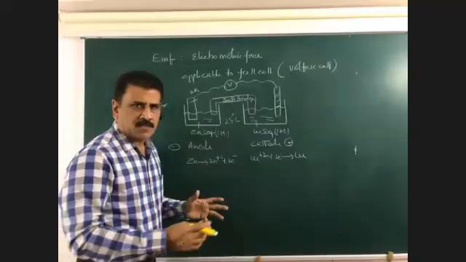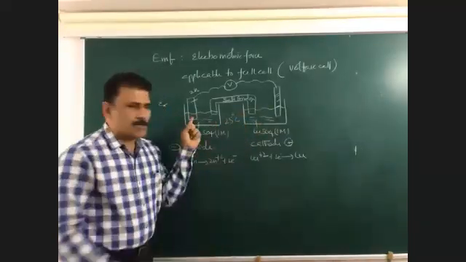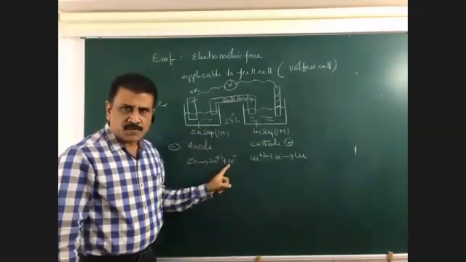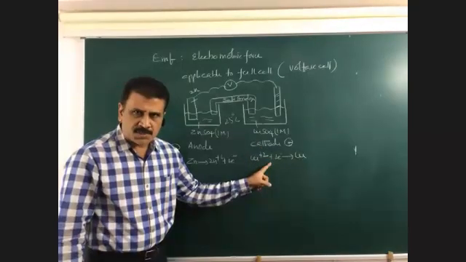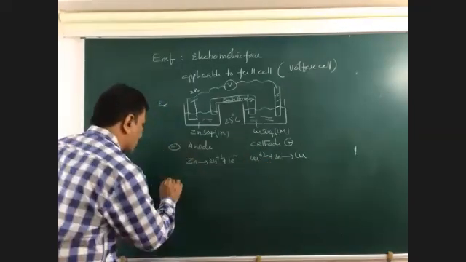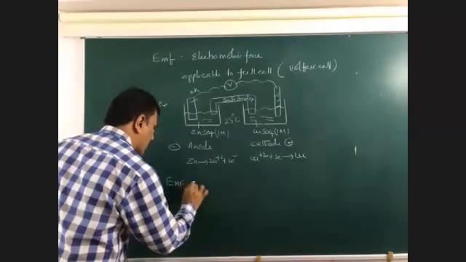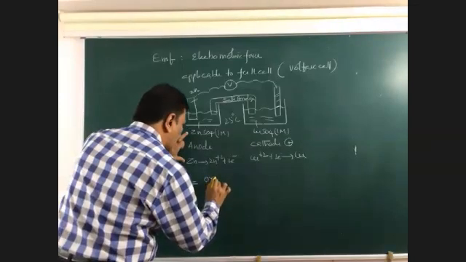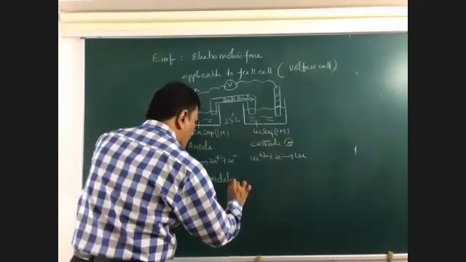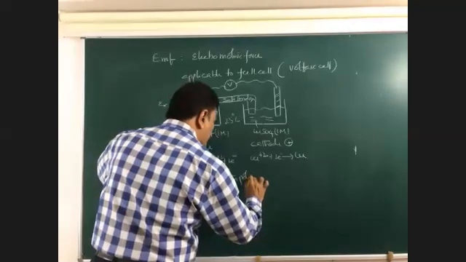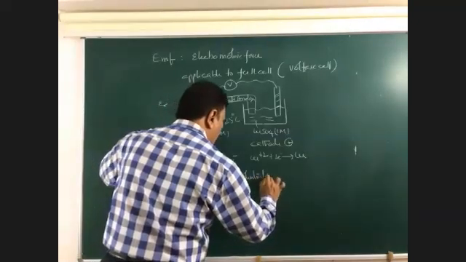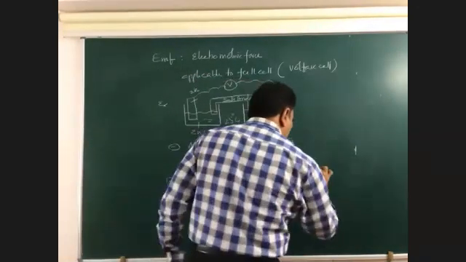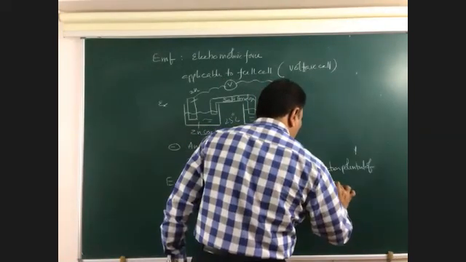EMF is nothing but the sum of potentials. What potential does the anode have? Oxidation potential, because it loses electrons. What potential does the cathode have? Reduction potential, because it gains electrons. Therefore, the EMF of the full cell is equal to the oxidation potential of anode plus the reduction potential of cathode.